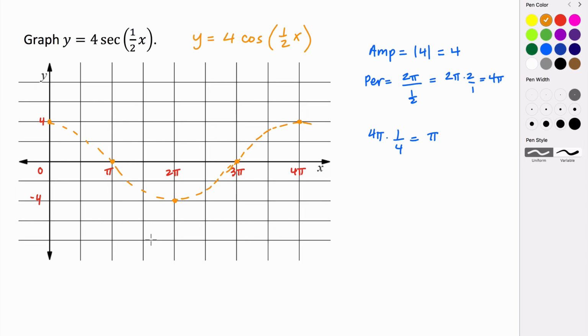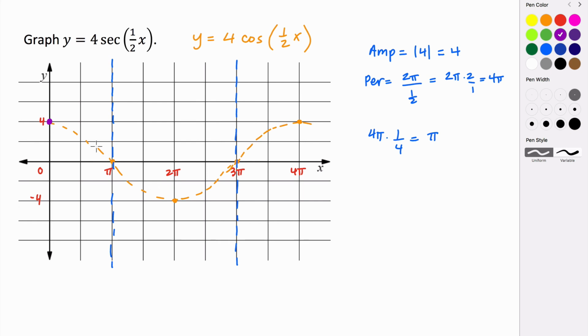We're going to use this cosine to graph our secant function. So we know that at every x-intercept for the cosine function, it turns into a vertical asymptote because the reciprocal of 0 is just an undefined value. So we get a vertical asymptote at pi, and then we're going to have a vertical asymptote at 3 pi for this graph. And then the maximum values become the minimum value of that section of our graph, and then it has the opposite concavity.